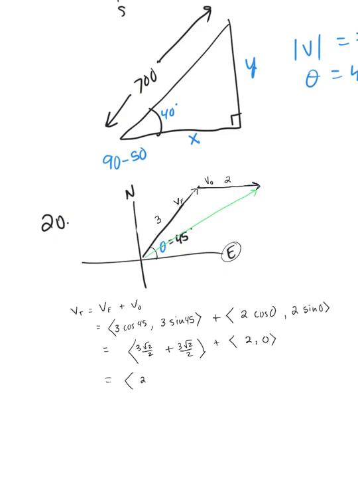So we'd have 2 plus 3 root 2 over 2, that's the horizontal, and 3 root 2 over 2 plus 0, or we can just write 3 root 2 over 2, for the vertical. And it's asking us to put it in ij format. Well, we can do that. 2 plus, and I think it may have just rewritten it like this, which is fine, 3 over 2 root 2. That's the horizontal, and 3 over 2 root 2 is the vertical.